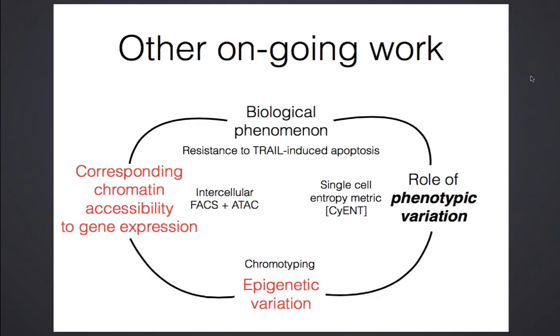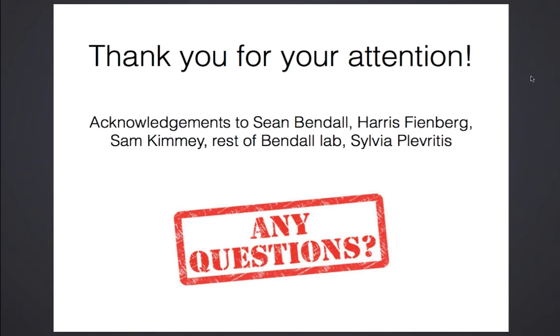Epigenetic priming is another key thing that might explain resistance. One of the toolkits we're developing is the ability to capture epigenetic states on the cytoplasm using chromotyping, and then correlate protein accessibility to gene expression, using a protocol that we developed to do intracellular FACS and ATAC-seq simultaneously on a population of interest. It wraps up how we're getting at biological variation on different levels, the phenotypic level and the epigenetic level, and then connecting everything back into the biological phenomenon of resistance that we're interested in.